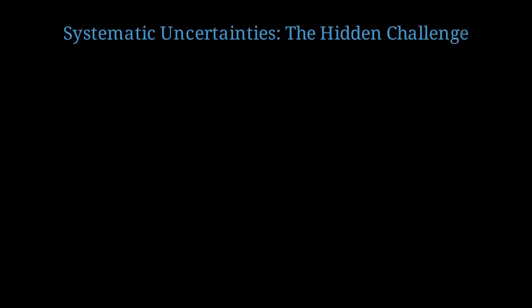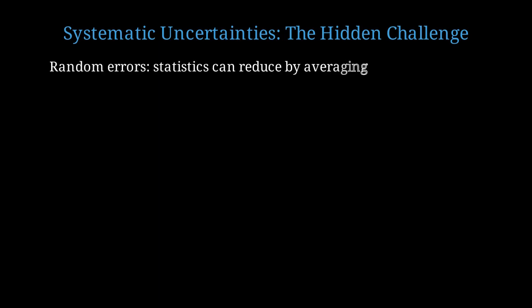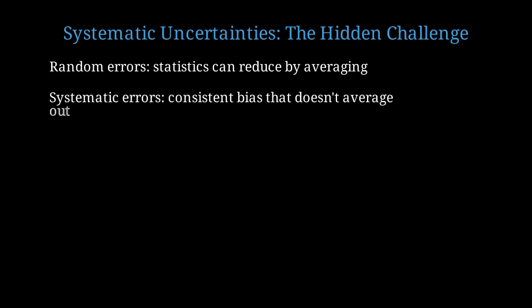Now let's talk about one of the most challenging aspects of experimental science: systematic uncertainties. Random errors can be reduced by taking more measurements and averaging. The uncertainty decreases with the square root of the number of measurements. But systematic errors are different. They represent a consistent bias that doesn't average out no matter how many measurements you take.